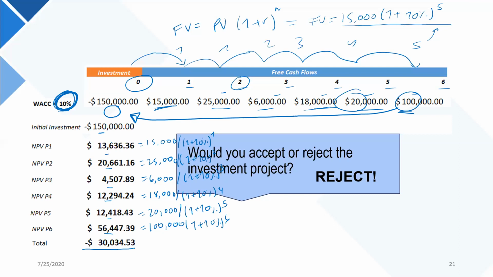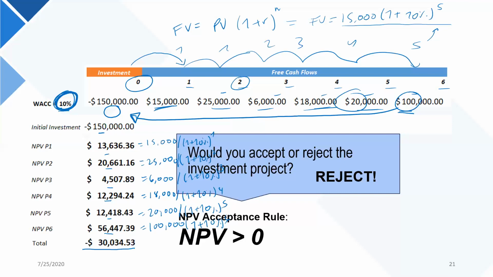If you were to invest the money at this rate, and you happen to do this investment of 150,000 and just wait for this cash flow at 10% cost of capital, you were actually losing money. Yeah, so that is why you will reject this project.